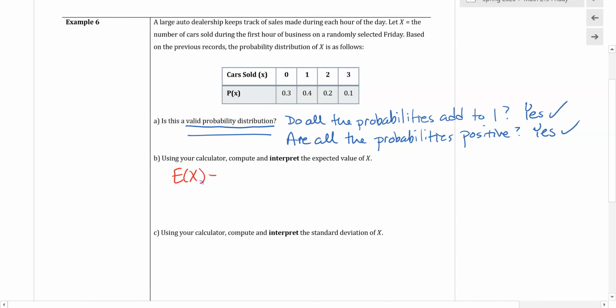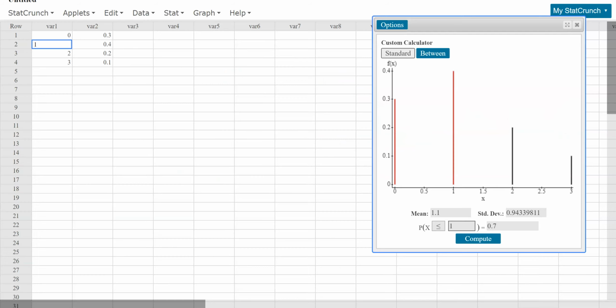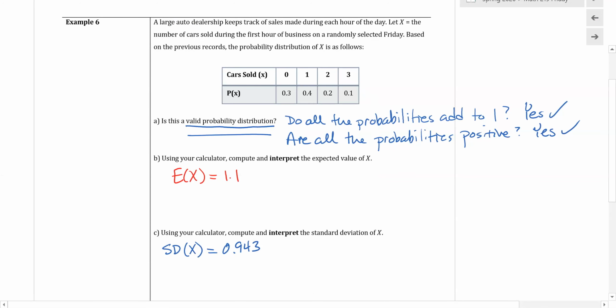The expected value of this random variable is 1.1 and the standard deviation of this random variable was 0.943, I think. Yeah. Okay, so we found it, but again, big deal. We need to know what it means. So what that means is that over many Fridays, in that first hour of selling cars on a Friday morning, they can expect to sell an average of 1.1 cars. Again, they can't sell 1.1 cars. Sometimes they'll sell 1, sometimes they'll sell 3, sometimes they'll sell none. But on average, all those outcomes average out to 1.1 cars per Friday morning in that first hour.